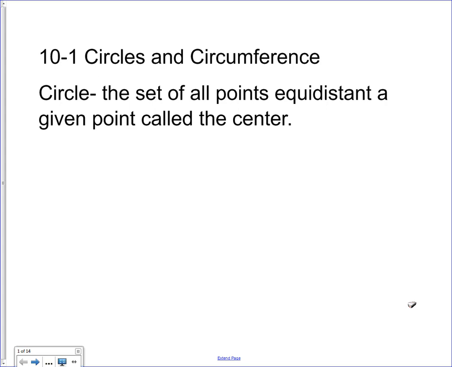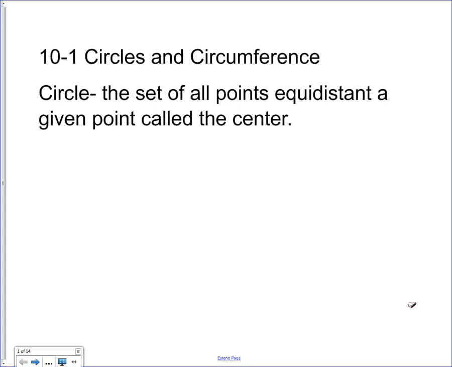So Chapter 10 is on circles and circumference. Different things with circles, like segments and things like that, come later in Chapter 10. For today, just circles and circumference. I think for most of you, this is going to feel at least mostly like review.